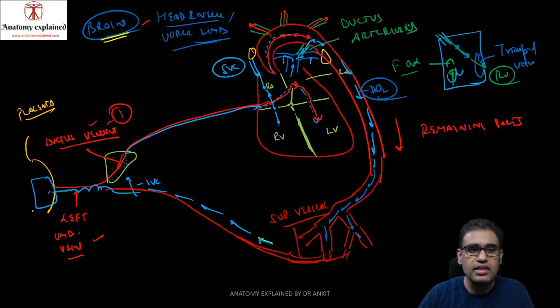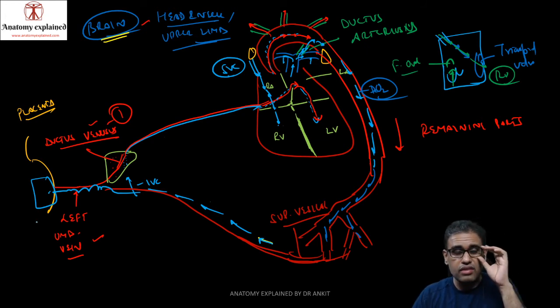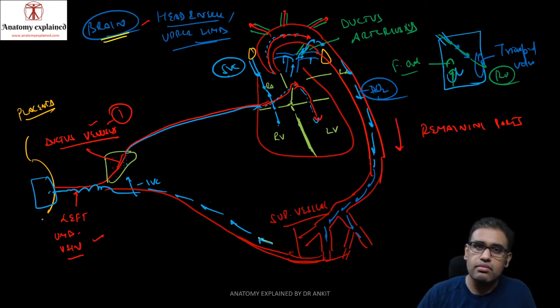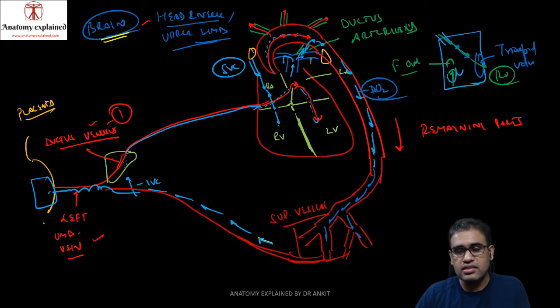And in the placenta there is exchange happening between these vessels, that is the umbilical capillaries, the fetal capillaries, and the blood of the mother, where the actual exchange is taking place, between the waste products and the nutrients.